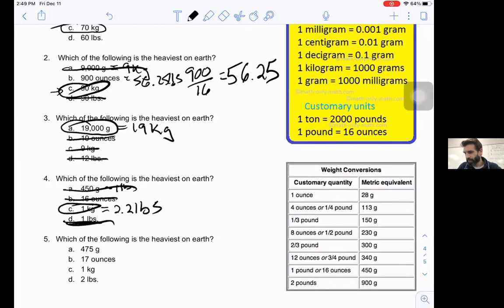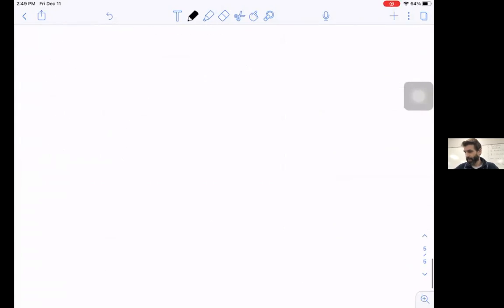All right. So 475 grams, again, is about 1 pound. 16 ounces is just over a pound. We already have 2 pounds down here. So the two answers that are about a pound are not the correct answer. And now what's more, 1 kilogram or 2 pounds? Well, 1 kilogram is 2.2 pounds. So 1 kilogram is our answer.